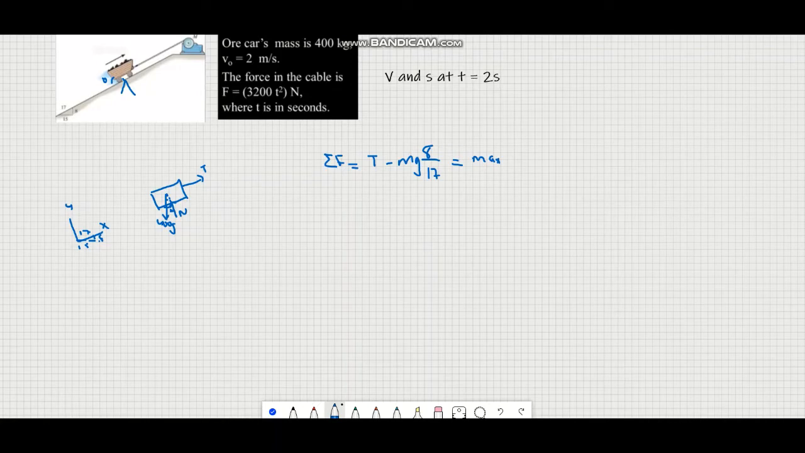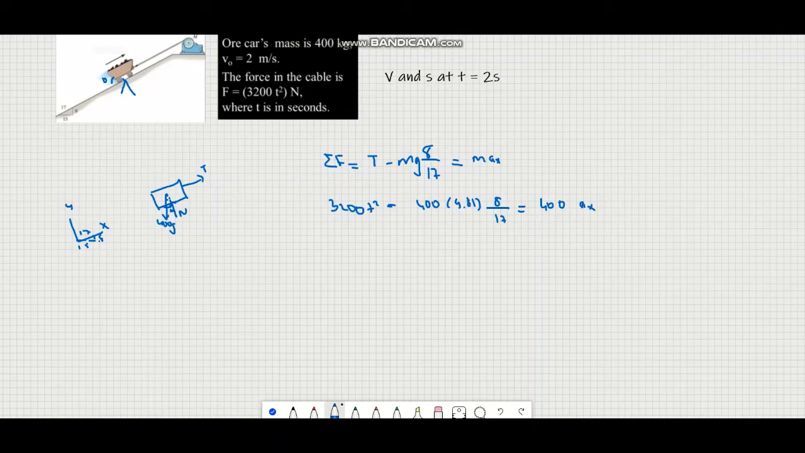Tension, which is the force here, is 3200 t square minus m, which is 400 kilogram, 400 multiplied by g, which is 9.81, and we need to multiply by 8 over 17, which is equal to 400. And what we need to find is the x direction acceleration, right?